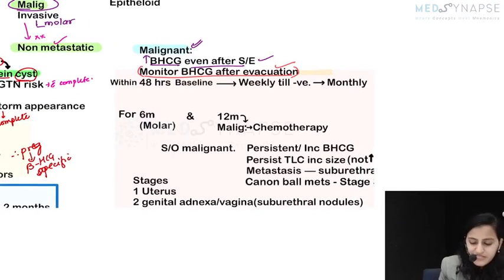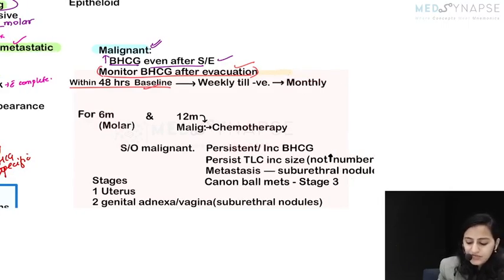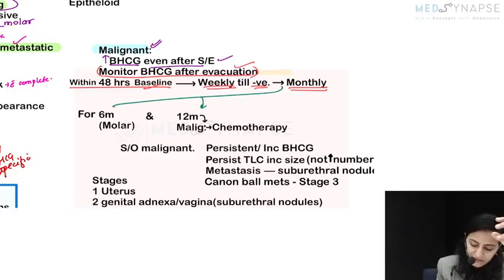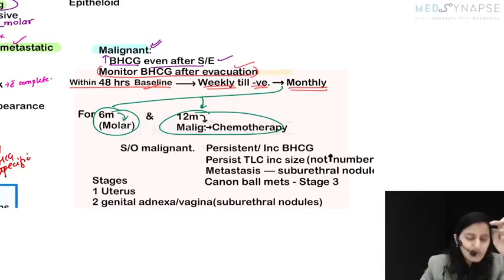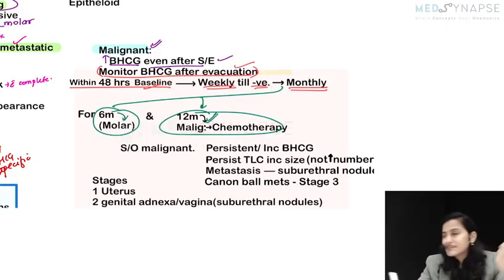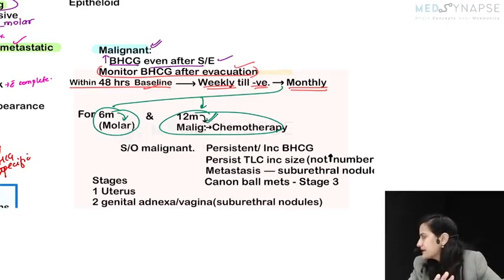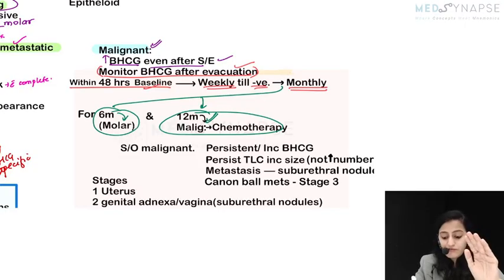So within 48 hours of suction evacuation, you take the baseline levels and you monitor it weekly till it becomes negative. And then you do it monthly for how much duration? 6 months? Yeah, 12 months. If it's just a molar pregnancy, you do it for 6 months. If it is malignant, like choriocarcinoma वगैरह, then you do it for 12 months.